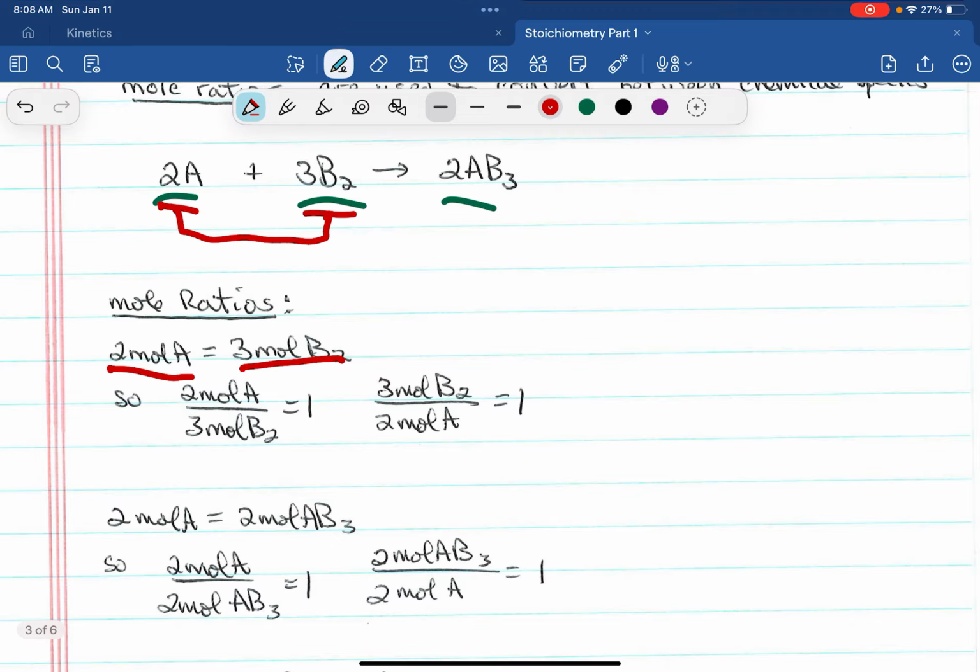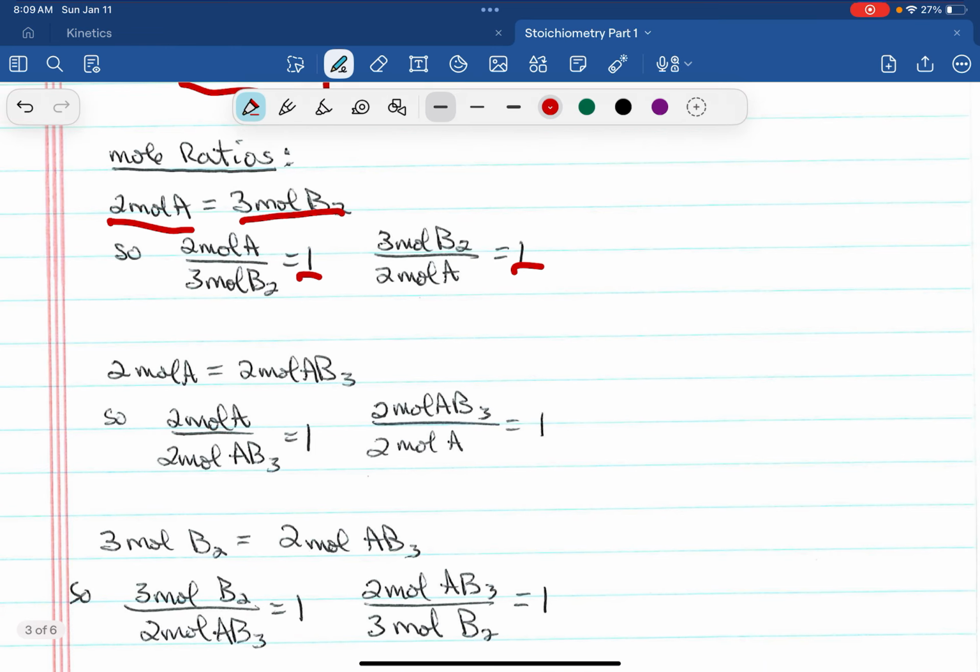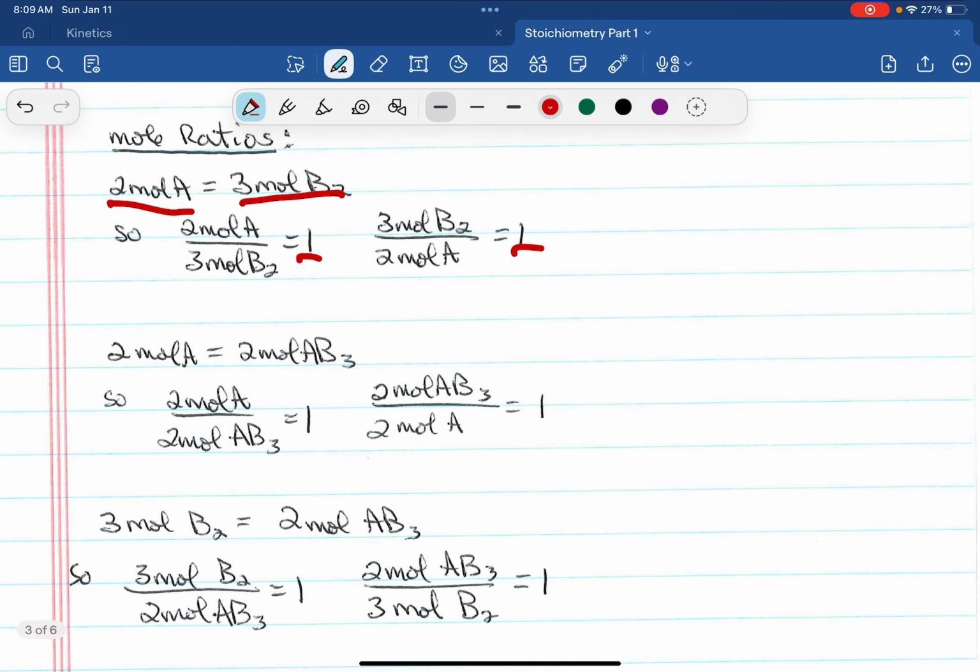Okay, but the point is, if they're kind of equal, then they put them in a fractional form and they both equal 1. And you can multiply by 1, you can divide by 1, and that's very easy. And it will change from one unit to the other without messing everything up, keeping everything in proportion, right?